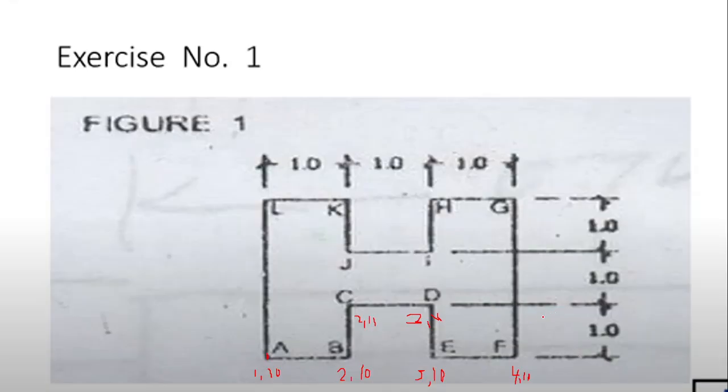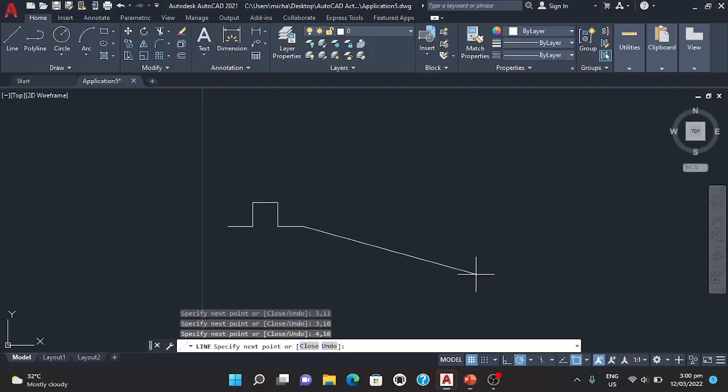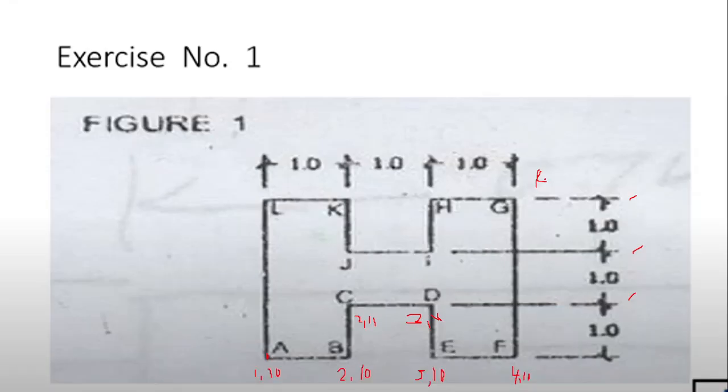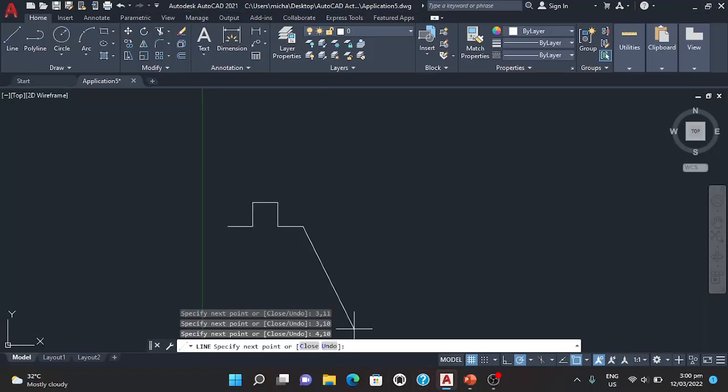Now let's go to point G. Point G has a height of 3. If this is 10, this would be 11, this would be 12, and this would be 13. From this 10, 11, 12, 13, we could tell that this will be 4, comma 13. So let's try to type the coordinates 4, comma 13 and hit enter. So we have here the right leg of our H.